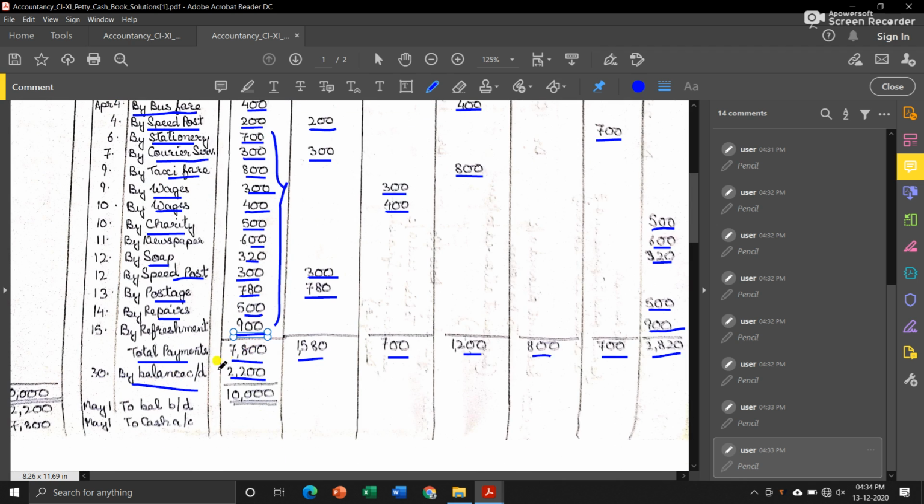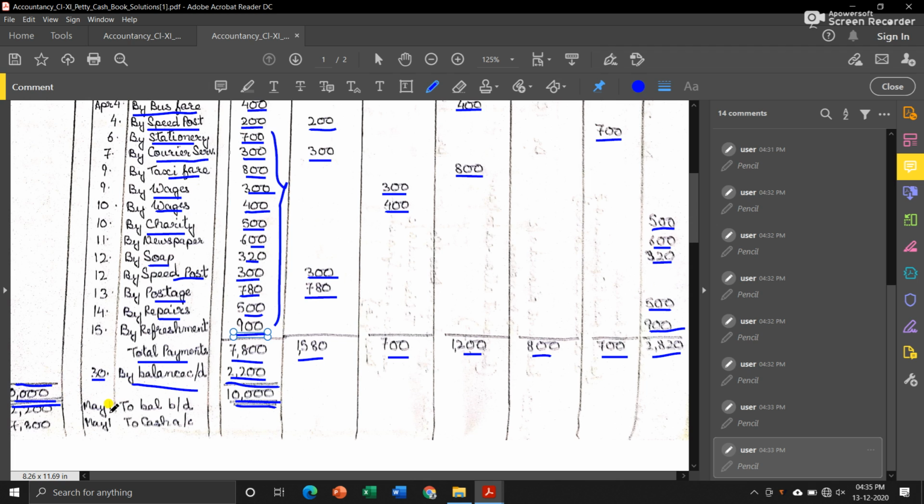So after writing balance carried down, that will be recorded on the last date of every month. Okay, then after that we will draw the same line in both the columns, that is the amount received and total payments, and after adding 7,800 and 2,200 we will automatically get 10,000, and on this side also 2,200. After that we will close the account by drawing two lines.